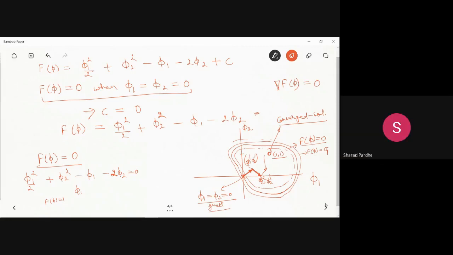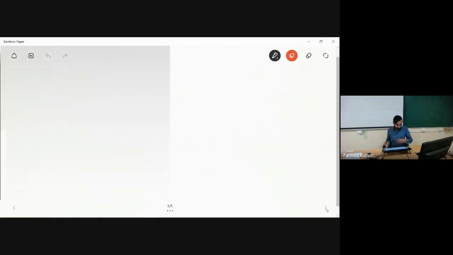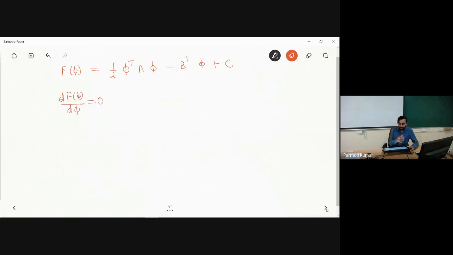Now let us try to see what the value of the gradient of phi is. The initial function we have is f of phi equal to half of phi transpose into A into phi, minus B transpose into phi, plus C. Now can you tell me what the gradient of phi will be? We have to make df by d phi equal to 0 in order to minimize this, and that will be nothing but our gradient of phi. Can you tell me what I'll be getting?